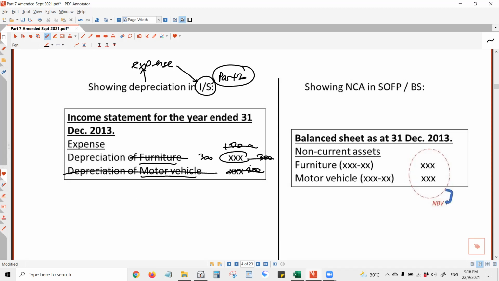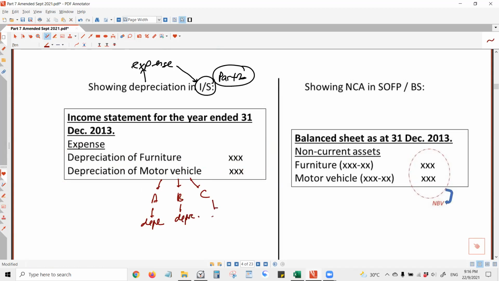For the same category of NCA, you can combine their depreciation. I give you an example. Let's say you have a lot of motor vehicles. You have motor vehicle A, motor vehicle B, motor vehicle C. For each of these motor vehicles, you calculate their respective depreciation. Let's say here is 100, here is 100, here is 100. Can you combine all their depreciation amount? Answer is yes, because it belongs to the same category of NCA. In this case, you can combine.